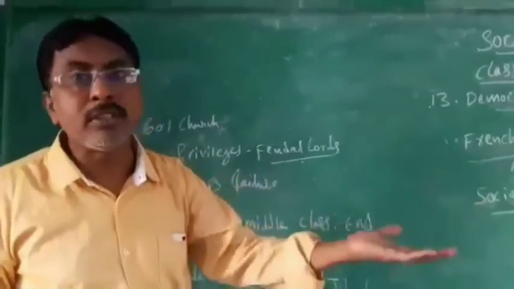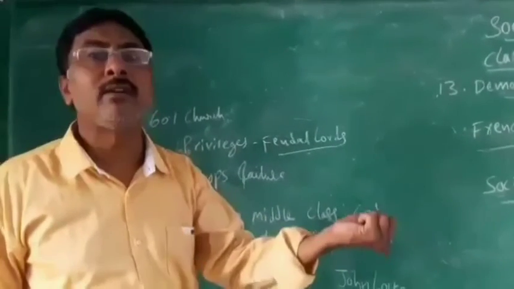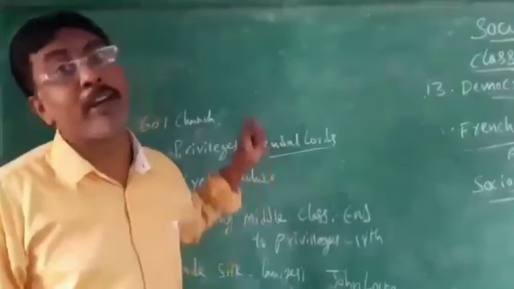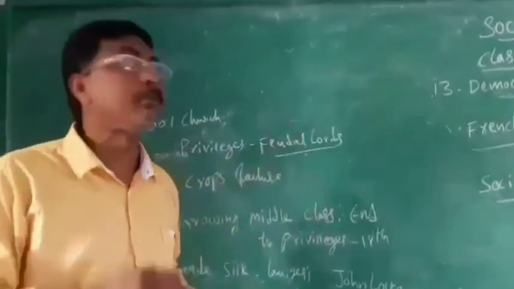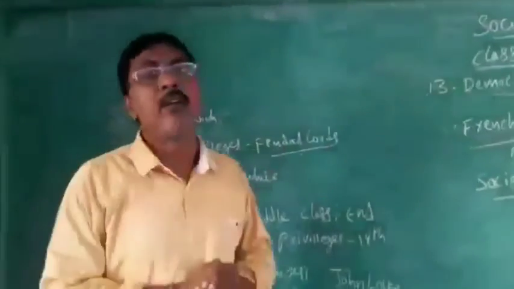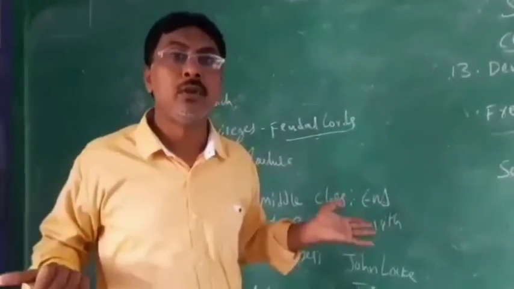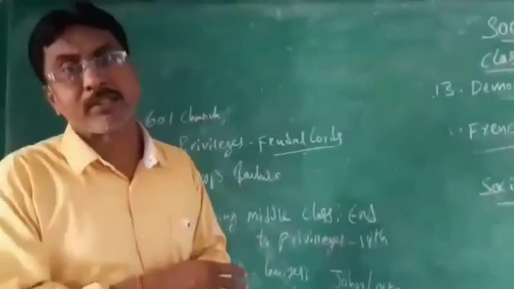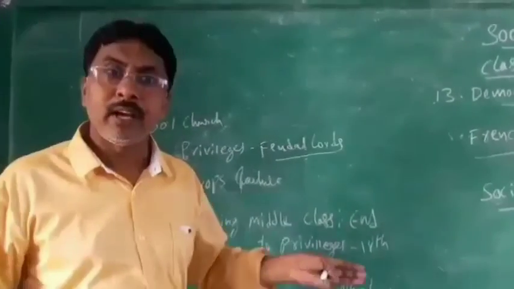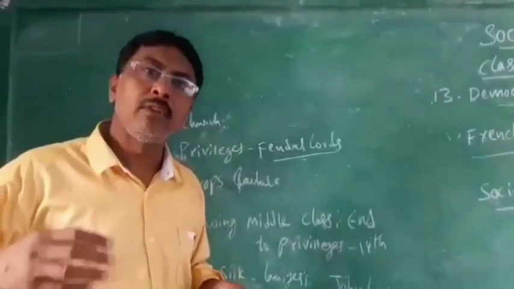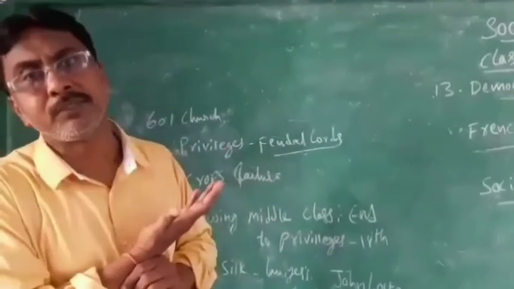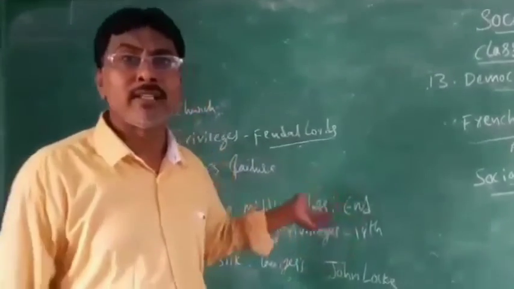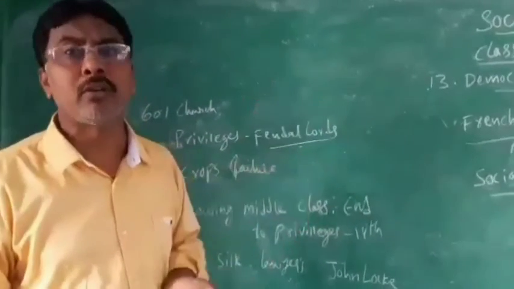After producing the crop, they used to sell it in the market. They used to pay the rent to the feudal lords, and they used to pay the taxes to the government. They used to take land on rent from the landlords and do agriculture, and after getting the crop, they paid rent to the feudal lords and also to the government. In France, a lot of the land belonged to feudal lords.